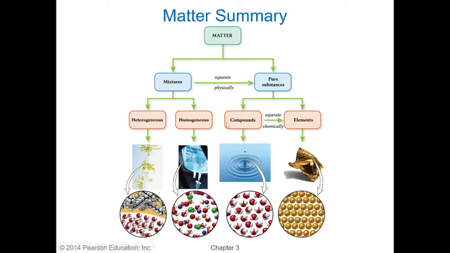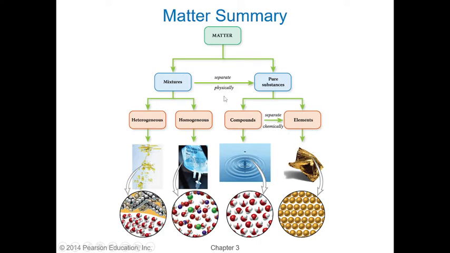Okay. So for pure substance, you have compounds and elements. When we say compounds, this is a combination of two or more elements bonded together, and you can separate the compounds into elements by using chemical means. For example, if you want to separate out the hydrogen from the oxygen from your water, you use electrolysis. Okay? So one classic example of a compound is water, and another classic example of an element is your gold.